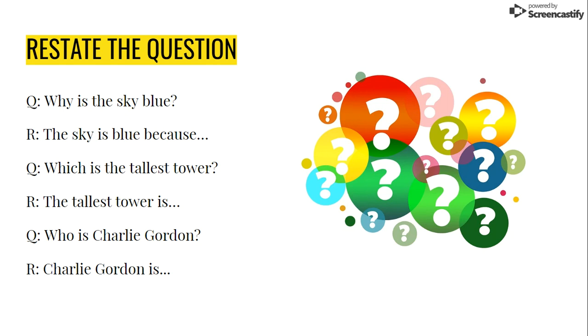Look at the examples. So for our first question, we have, why is the sky blue? In order to turn this into a statement, we have to switch it around a little. Instead of why is the sky blue, we now have the sky is blue because. The next question, which is the tallest tower, becomes the tallest tower is. And finally, who is Charlie Gordon becomes Charlie Gordon is.